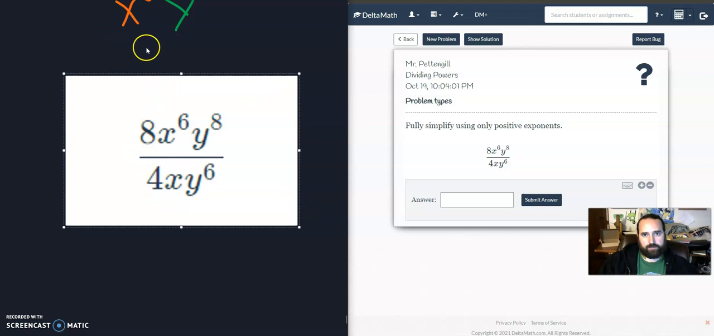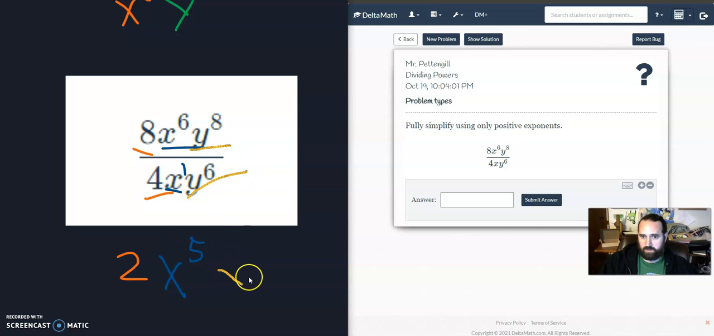Alright. 8 over 4 is 2. x to the 6th over x to the 1st is x to the 5th. y to the 8th over y to the 6th is y to the 2nd. That's it. Nothing scary. All of these numbers would have stayed in the top part of the fraction because they were all the bigger ones.